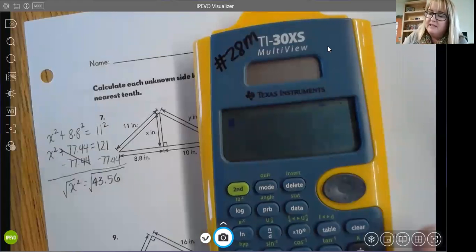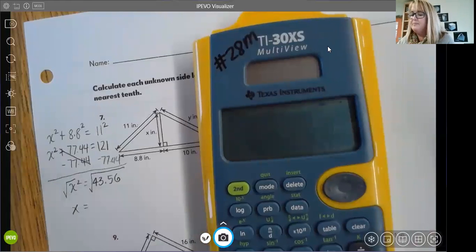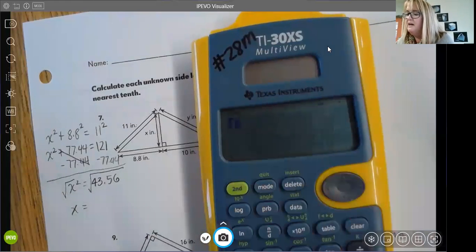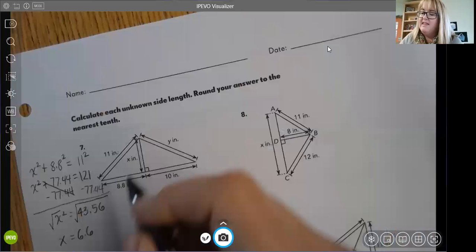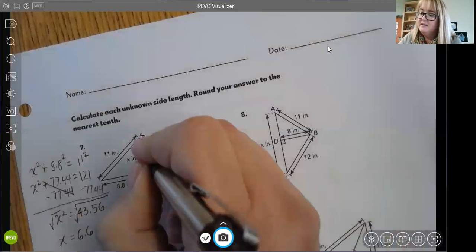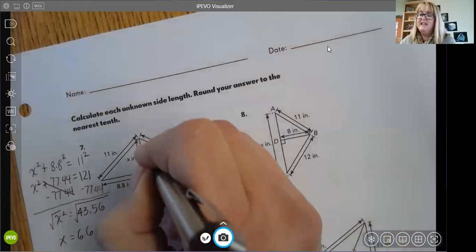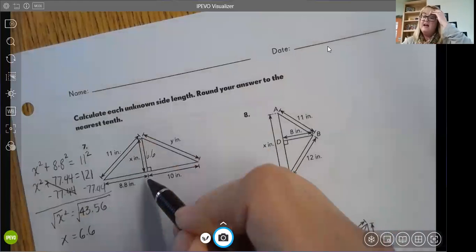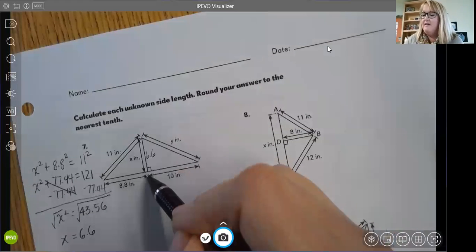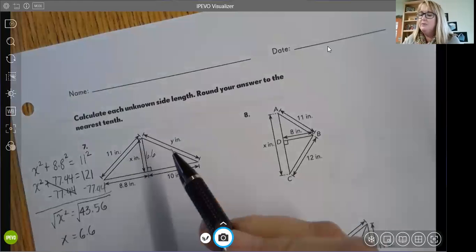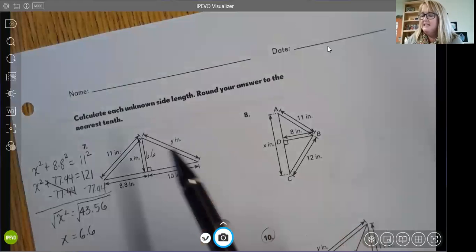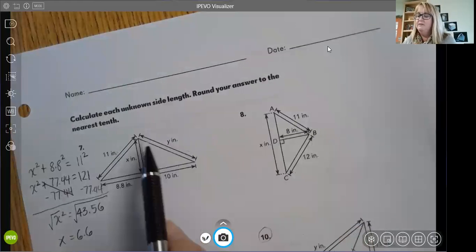All right, the square root of x squared is just x. The square root of 43.56 is, oh nice, 6.6. So I know that x is 6.6. That means this length is 6.6. Now that I know what this length is, I have 2 knowns, and I can figure out what my y is. So 6.6 is a leg, 10 is a leg, y is the hypotenuse.